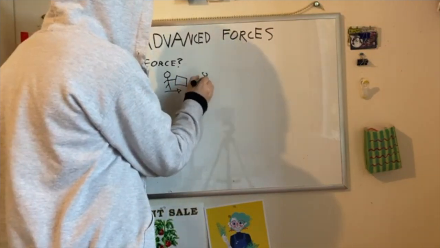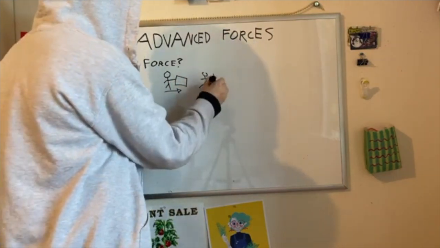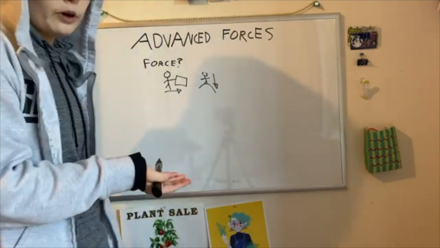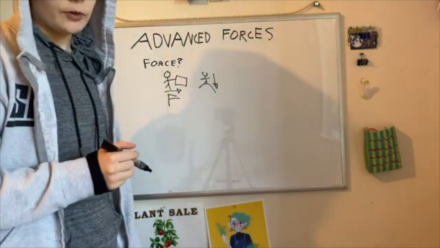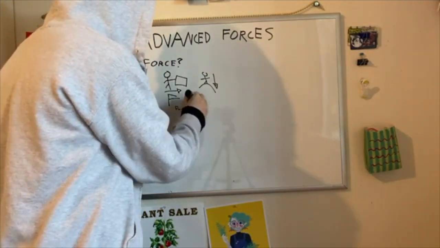This dude, he's standing on Earth. Earth is exerting a force down. That's gravity. These are forces. We represent them with arrows, and the variable we use is F, unless it's a special type of force. But normally, we just have F push and F pull.